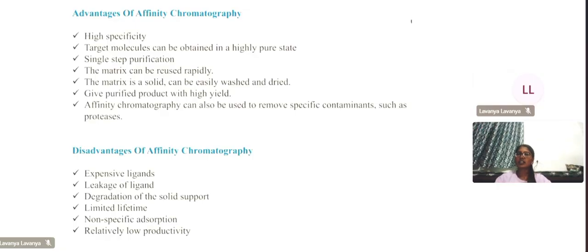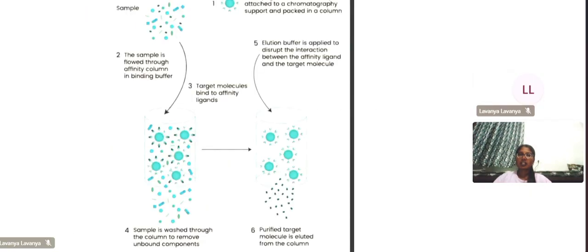Then the disadvantages of affinity chromatography. In this technique, we use expensive ligands, and there is leakage of the ligand, degradation of the solid support, limited lifetime, non-specific adsorption, and relatively low productivity.